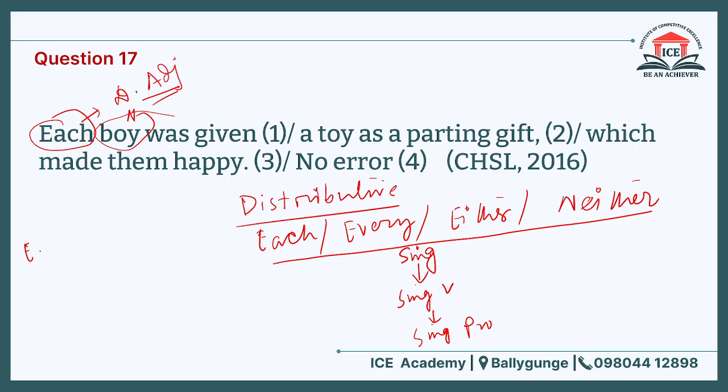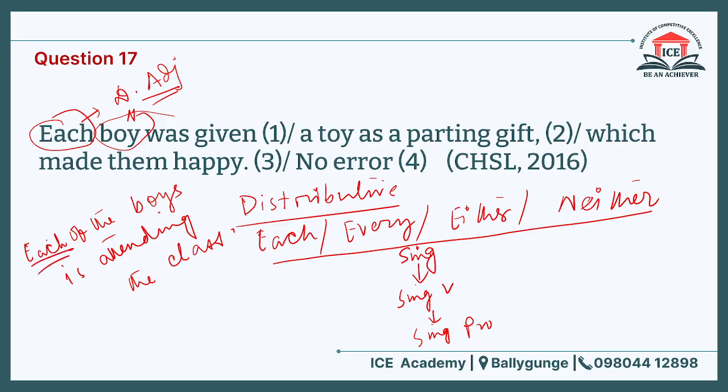For example, if I say, each of the boys is attending the class. Look here, in this sentence, each is a pronoun and it is followed by a plural noun. So now the point is, each here is a distributive adjective. After that, a singular pronoun is used, and after that, was given, a singular verb is used. So this part of the sentence is correct.